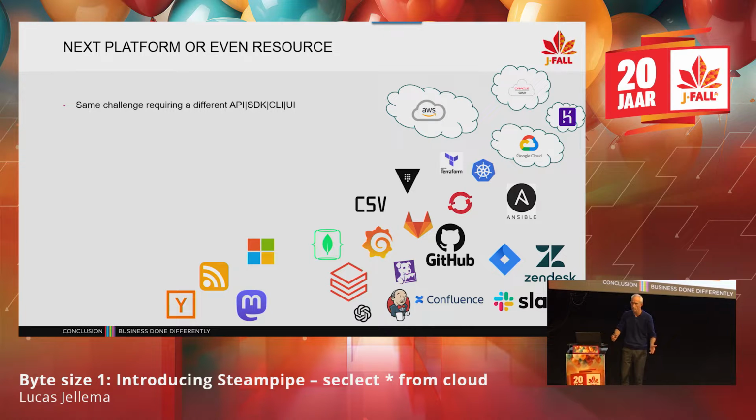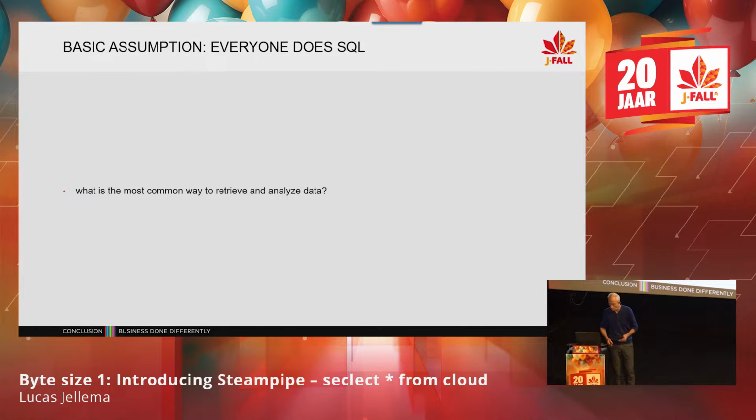Which resources do we have? What's their status? How are they doing? And having to do this all through the REST APIs means a lot of work, a lot of effort, not much fun, not much productivity at all. So that's where Steampipe comes in.